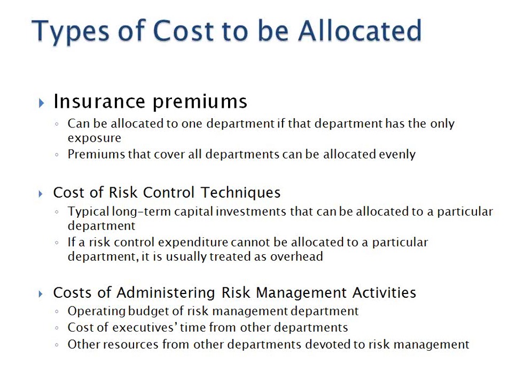But in the beginning, that's how you're going to allocate those capital expenditures over a longer period of time. And if a risk control expenditure cannot be allocated to a particular department, it's usually treated as overhead. So in some cases, capital improvements in general, or deferred maintenance, might be considered more of the overhead, and so it's not necessarily going to be allocated specifically to a department. And then lastly, cost of administering risk management activities, which would be the operating budget of the risk management department.